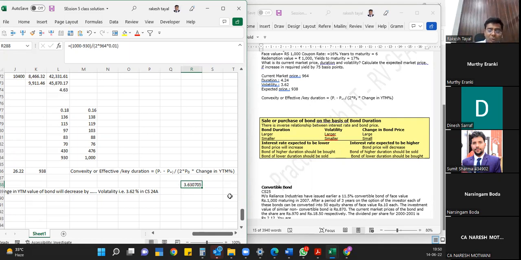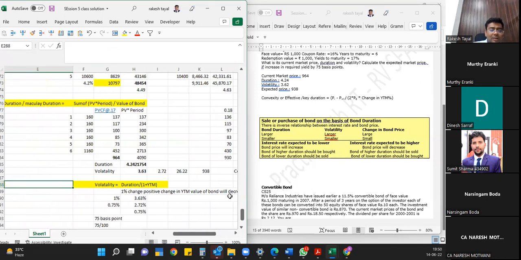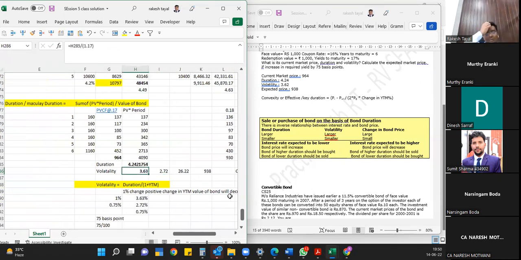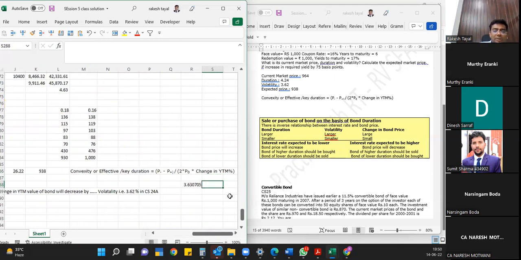So 3.62 is the volatility. That with 1% change in YTM, what will be the effect on my value of bond? This will also give the same, but with a fine tuning, the key effective duration. If 1% ऊपर होता है या 1% नीचे होता है, then this is the formula they have given with a little bit more fine tuning. This will come more or less the same, with a small difference in the decimal numbers.